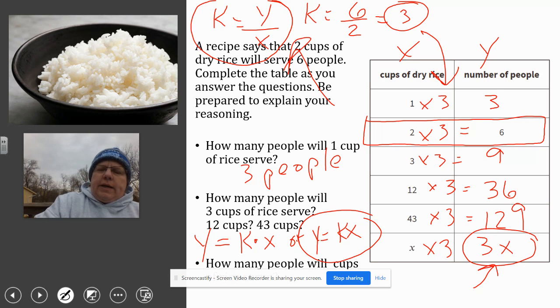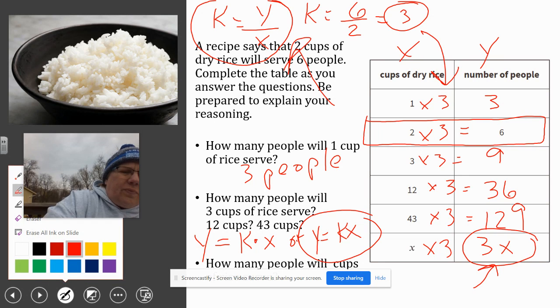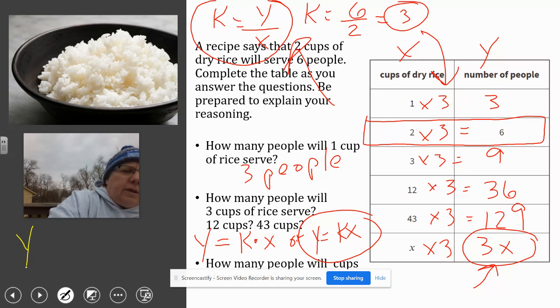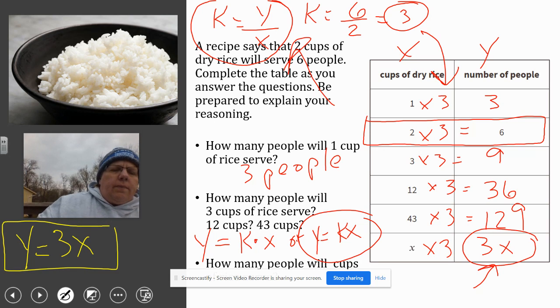In this particular case, for this particular formula, my equation is going to be y equals 3 times x for everything in this table that we are using. That's an important thing to take away from this particular problem. Let's move on to problem number 2.